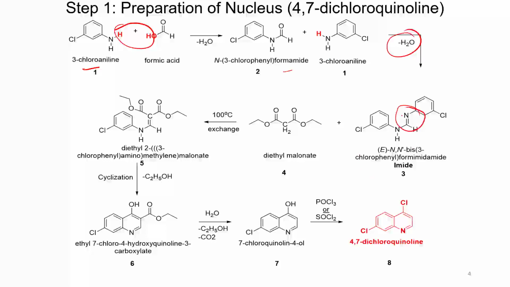That imide is treated with diethyl malonate, due to its highly active position at the CH2, at 100 degrees temperature, and exchange occurs and we get the malonate derivative like that. From the malonate derivative, when we perform cyclization, this inductive effect proceeds here and we get this kind of intermediate compound.